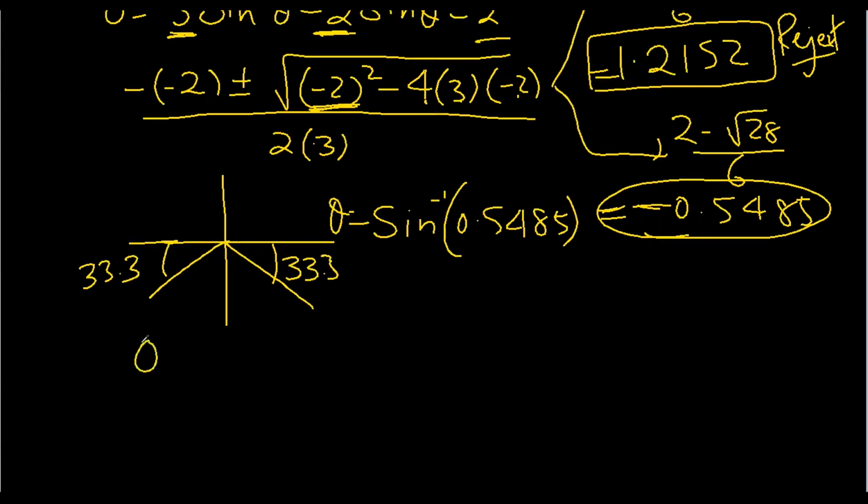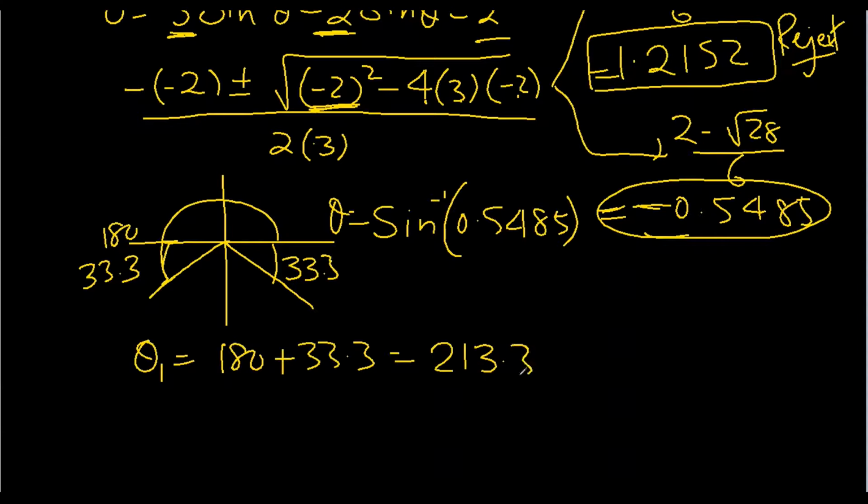So the first answer, theta 1 will be, this is 180 here, and from here we start and reach the line here, which will be 180 plus 33.3, which is 213.3 degrees. Rounded off to 3 significant figures would be 213, but for degrees it should be one decimal place, so leave it like this. There is no marking scheme out yet, so that's why I'm giving the answer this way.